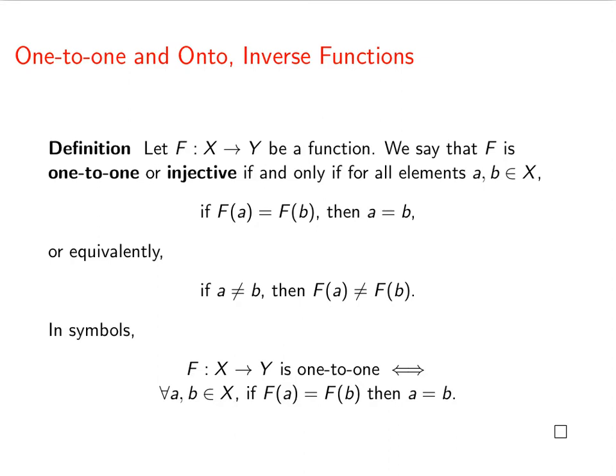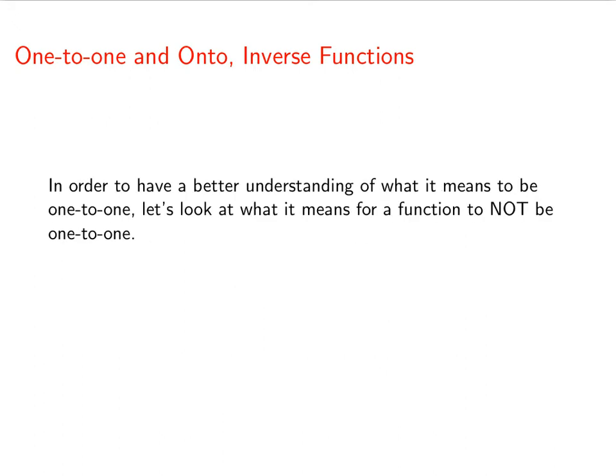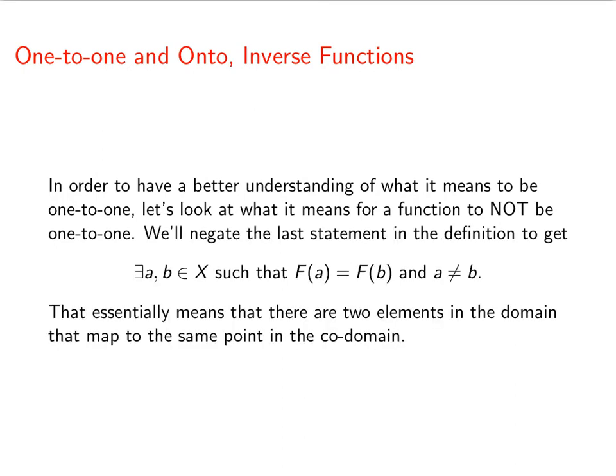If we want to write this in symbols with quantifiers, we'll say that f mapping from x to y is one-to-one if and only if for all a and b in the set x, the domain, if f of a is equal to f of b, then a is equal to b. Now, in order to understand what it means for a function to be one-to-one, maybe it's easier to understand what it means for a function to not be one-to-one. If we negate the last statement in the definition, we would get there exists a and b in the set x such that f of a is equal to f of b and a is not equal to b. And that is saying that there are two elements in the domain that map to the same point in the codomain.